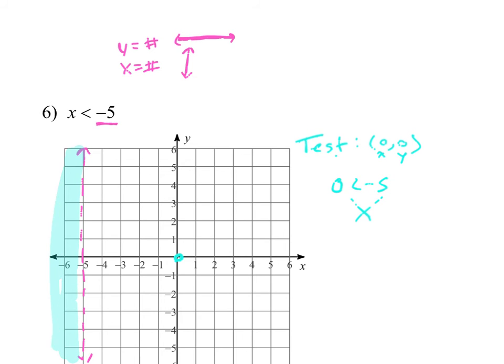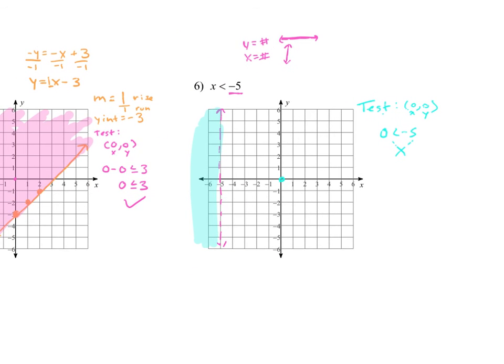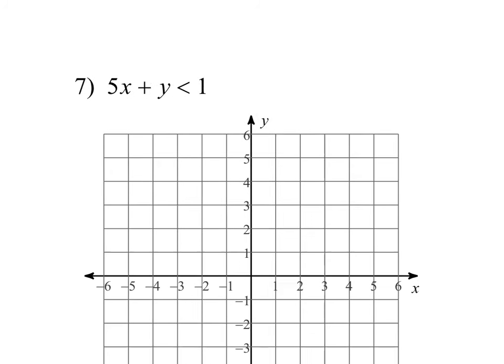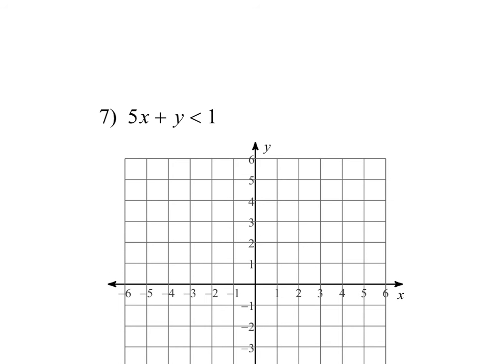Any questions on that one? All right, 2 more. Almost done. We need to get this into slope-intercept form. So what do we have to do first? Subtract 5x. So we have y is equal to -5x plus 1. What is our slope? -5. And then what's our y-intercept? 1.